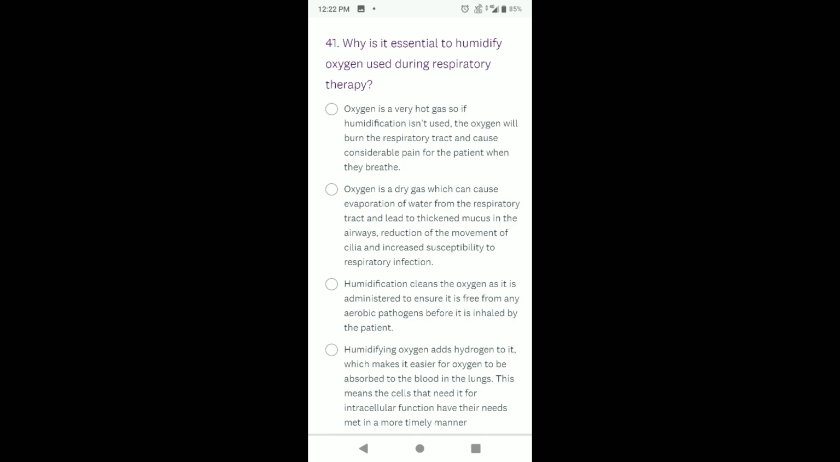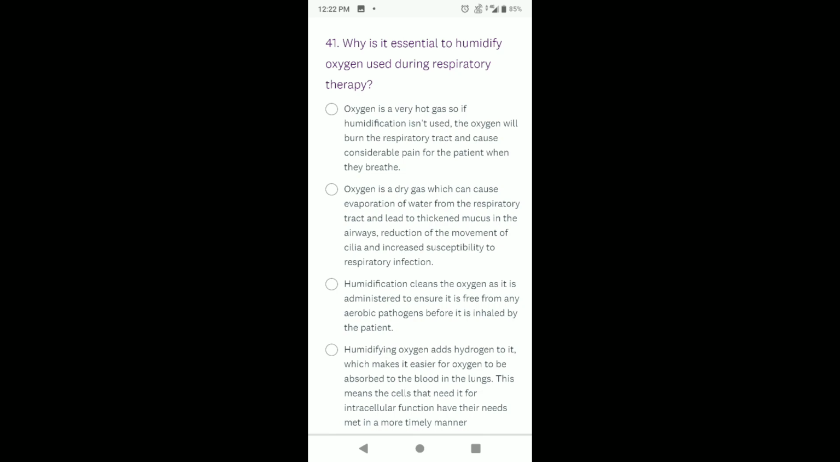This is continuation of NMC CBT mock test. Questions 41 to 50 of Part 1 Test 4. 41st question. Why is it essential to humidify oxygen used during respiratory therapy? Guys, there are 4 options and you have to follow very closely and keenly. Only then you will be able to pick the right answer.